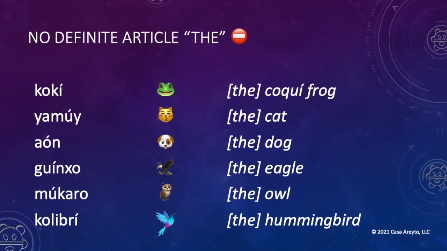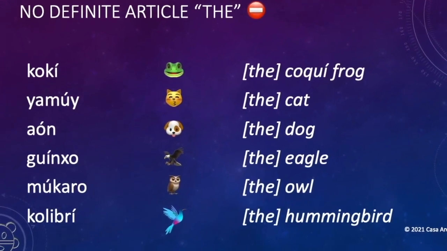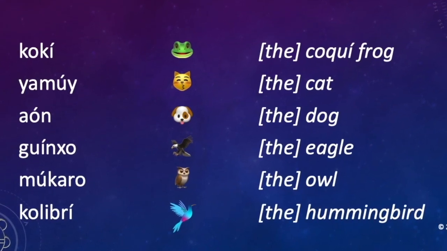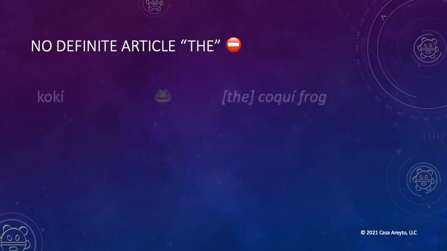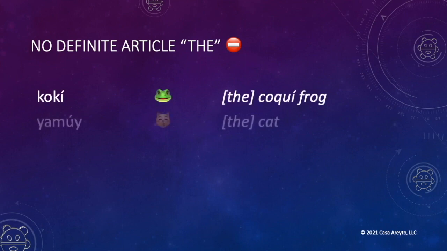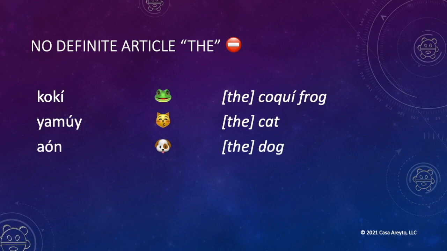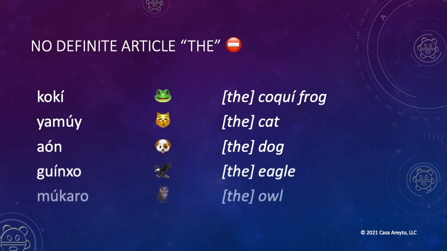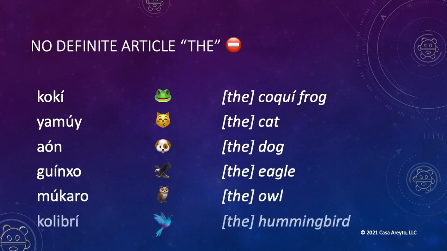So let's take a look at this list of animals. Some of these you have learned in the past, and some of them will be new. Coqui, the coqui frog, or simply coqui frog. Yamui, the cat, or simply cat. Aon, the dog, or dog. Guincho, the eagle, or simply eagle. Mucaro, the owl, or simply owl. Colibri, the hummingbird, or just hummingbird.